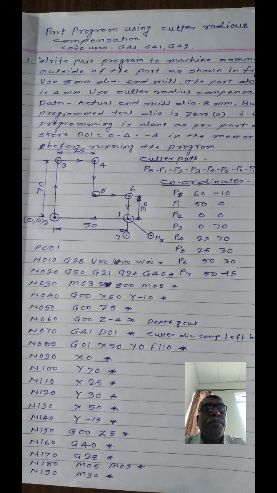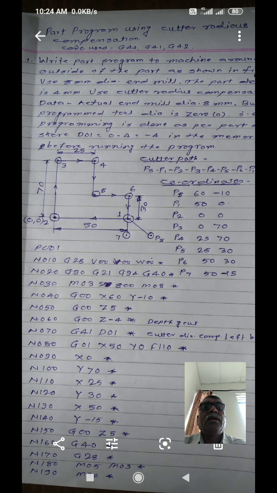Then cutter compensation can be made to the right or left of the part to be machined. If the direction of cut is clockwise, the compensation should be provided to shift the cutter path towards the left. Similarly, if the direction of cut is counterclockwise, the compensation should be provided to shift the cutter path towards the right from the part profile. Is it okay?